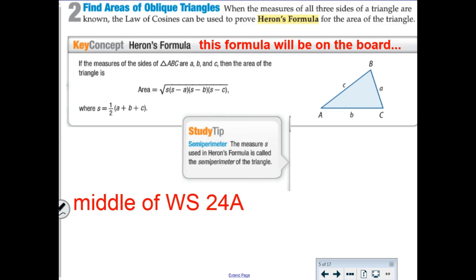So the first area formula is the one that you're going to use when you have a side-side-side situation. It's called Heron's formula, named after Heron. And if you have all 3 sides, what you're going to first do is you're going to calculate what's called the semi-perimeter.